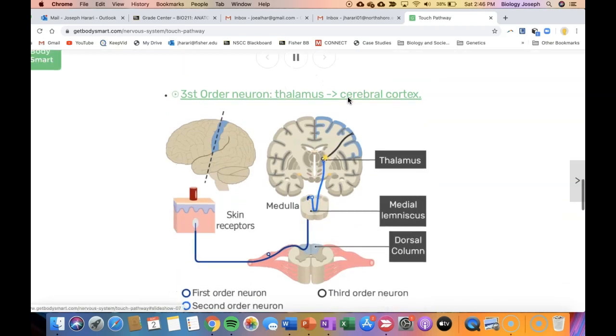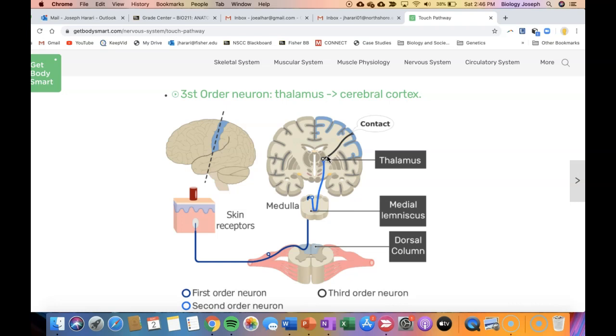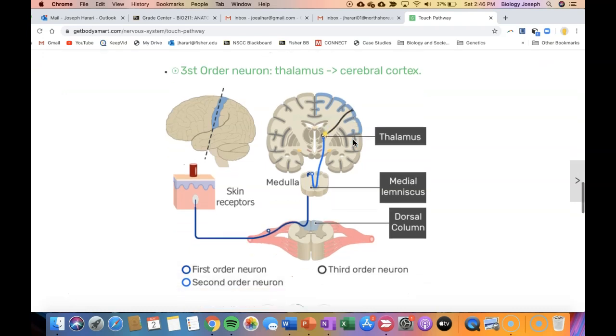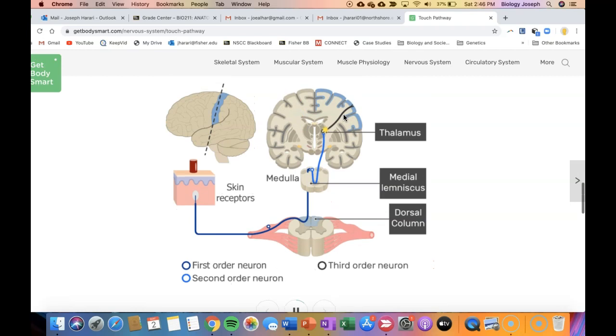So finally, we need our third order neuron to go from the thalamus to the somatosensory cortex so we can perceive the contact. So that's the three-step process. So first order neuron goes from sensory receptor all the way to the brainstem. The second order neuron goes from brainstem to thalamus. The third order neuron goes from thalamus to cerebral cortex. So I'd like you to know that general three-step pathway.